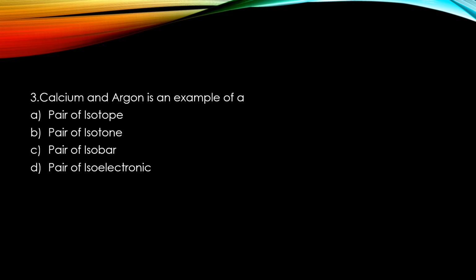And the third question is calcium and argon is an example of a pair of isotope, pair of isobar, or pair of isoelectronic. And the answer is pair of isobar.